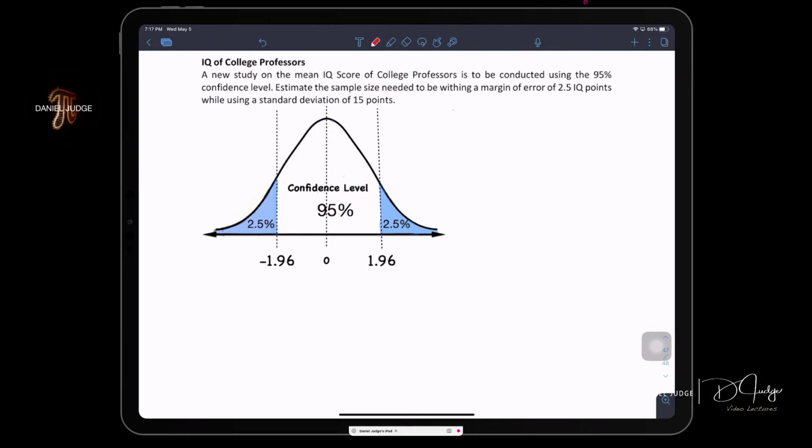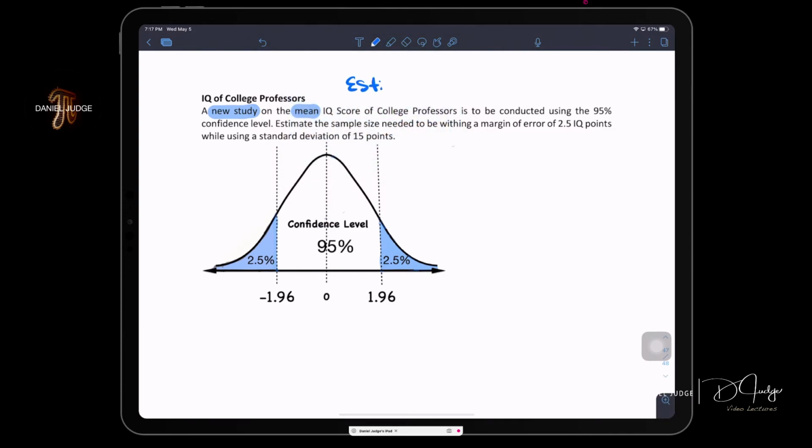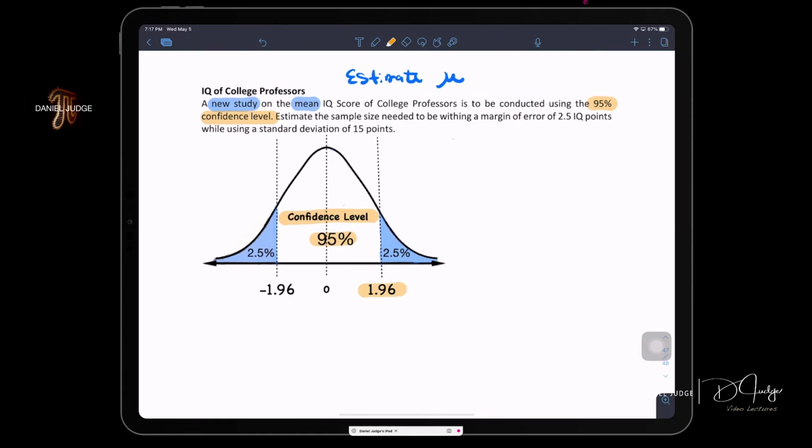Here's another new study on the mean IQ scores of college professors. So in this new study, you're going to estimate mu, because they told you to estimate the mean. And they want you to use the 95% confidence level. So when you draw your bell, at the 95% confidence level, your Z alpha over 2 values are going to be 1.96. I'll label that because it's important to know.